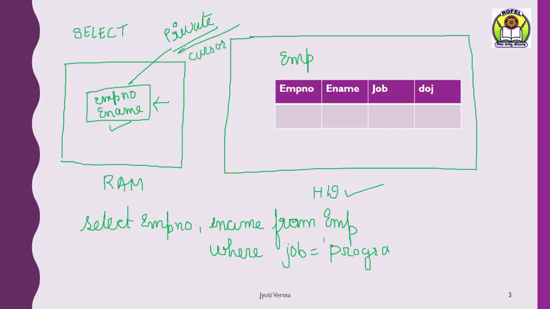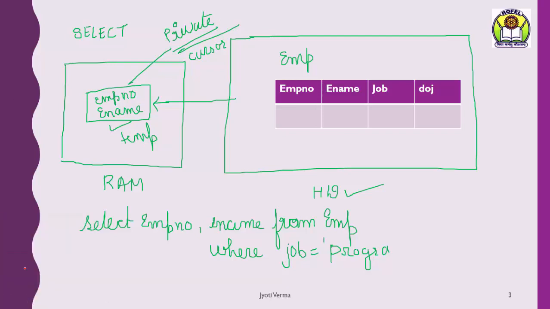So cursor is nothing but a private area where the data from the table is fetched and kept temporarily. Only this data is temporary, it is not permanent. Why? Because whenever we require the data, we bring it from the table to the RAM. So it is not compulsory that the data is stored there permanently. It is stored temporarily. So now we will be learning about this area only, and this area is which area?